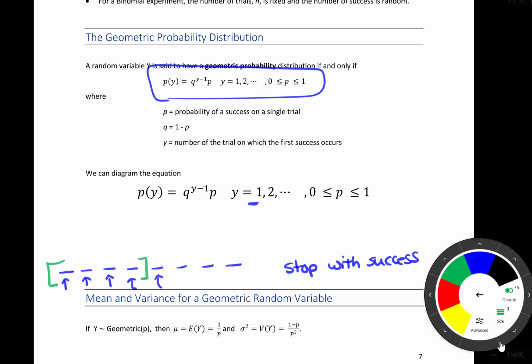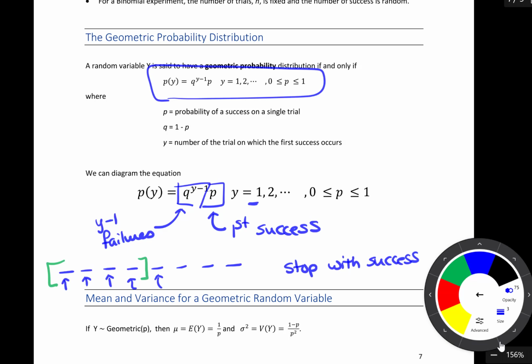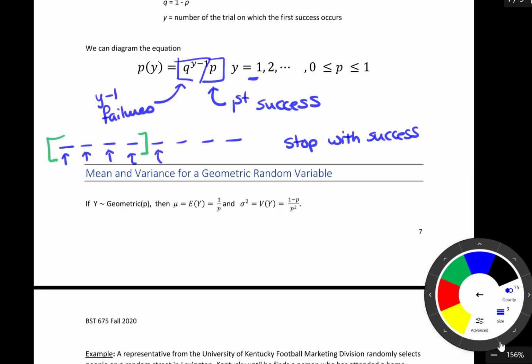So notice we can look at our equation as 2 different pieces. The first piece accounts for the y minus 1 failures. The p by itself, that is the first success. Just like with a binomial, we can find the mean and the standard deviation, and here are those formulas.